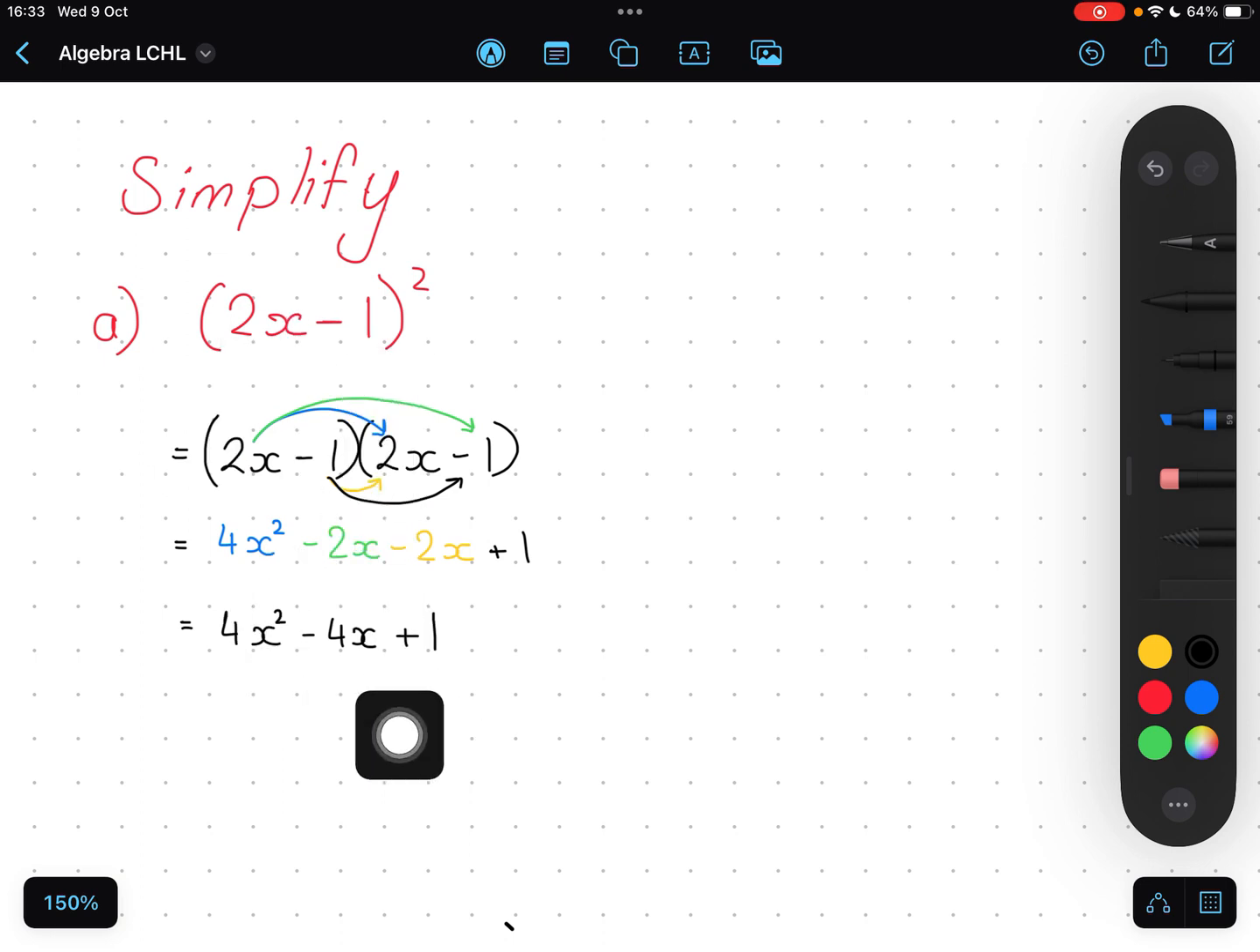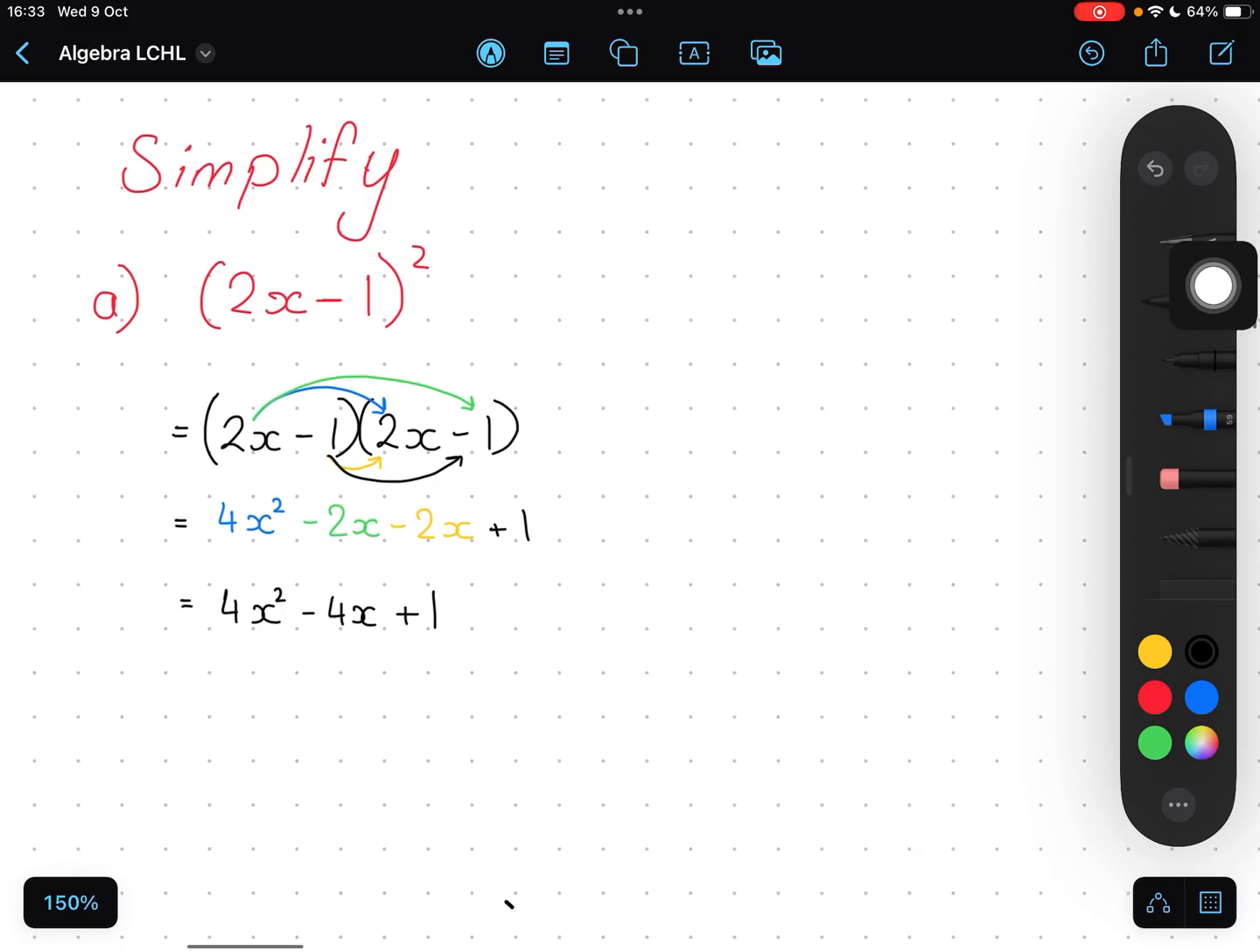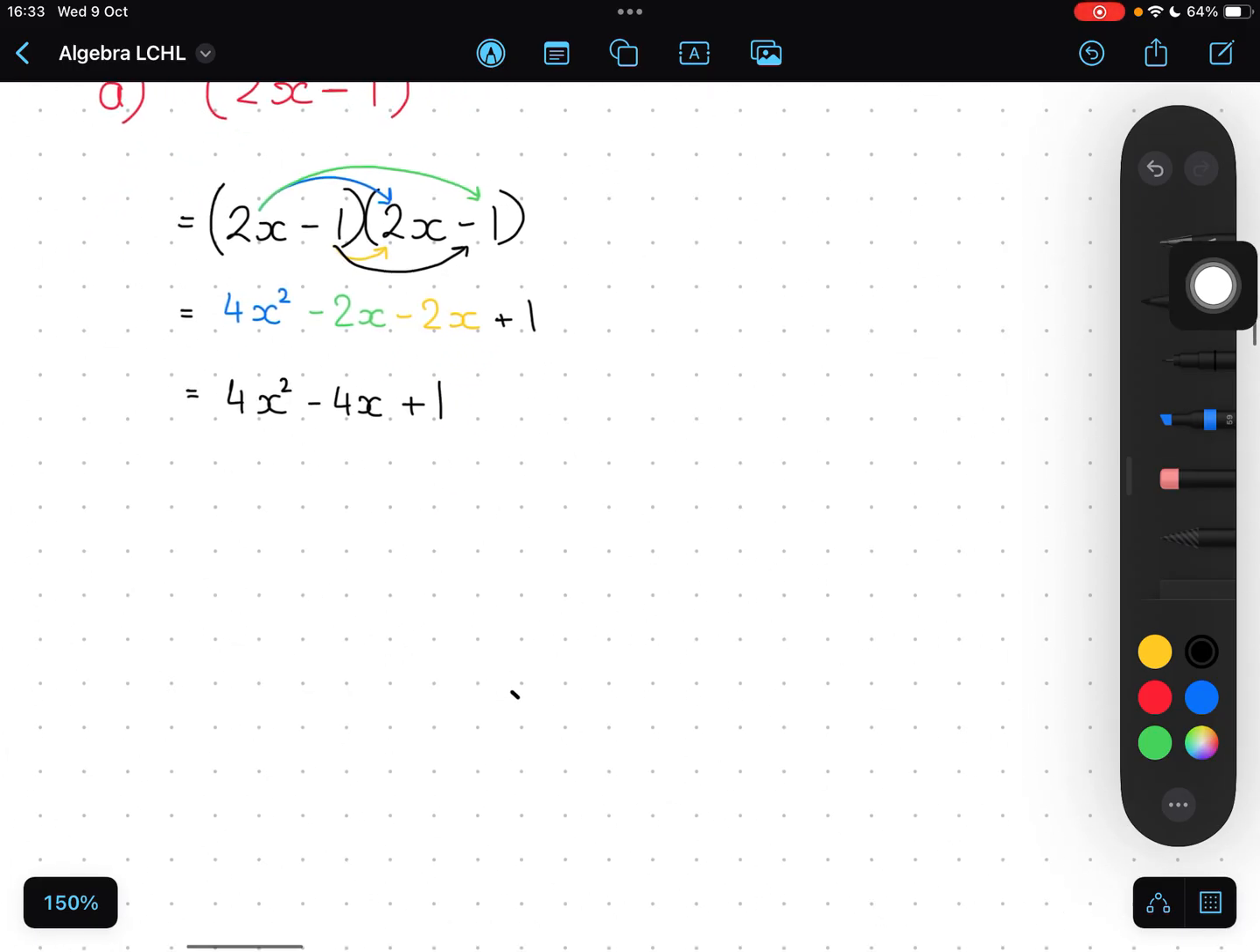Okay, so that's the case when we have two terms inside a bracket being squared. Okay, it is the first one squared and the last one squared, but it is also the first times the second and double it. Okay, let's look at another one.